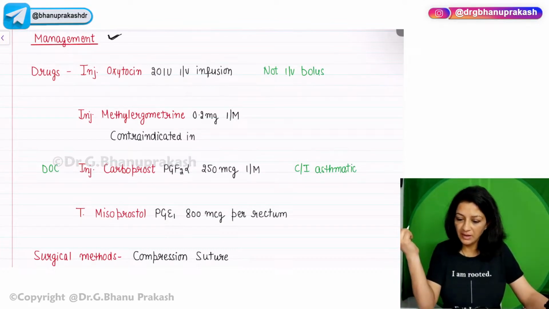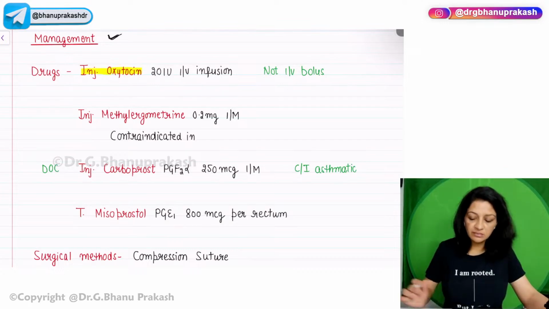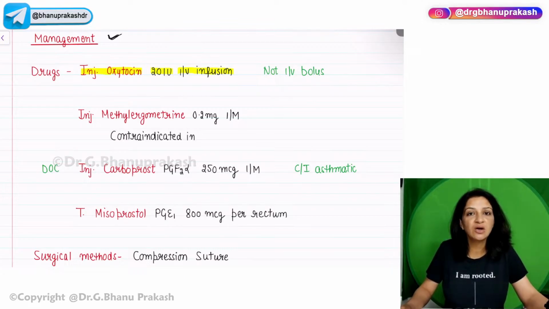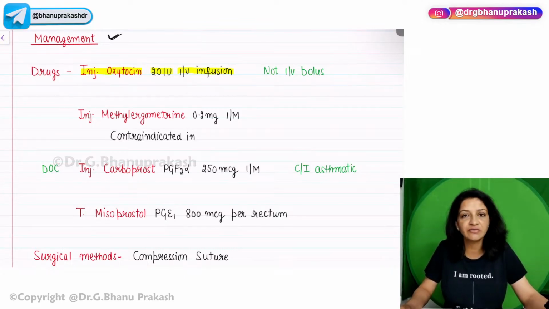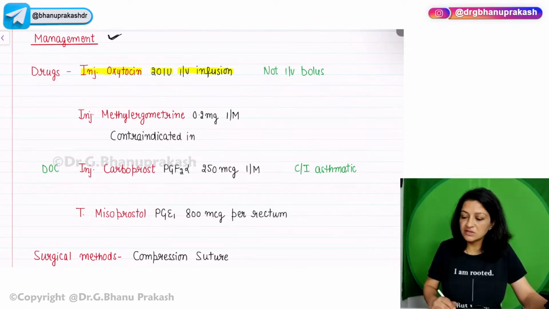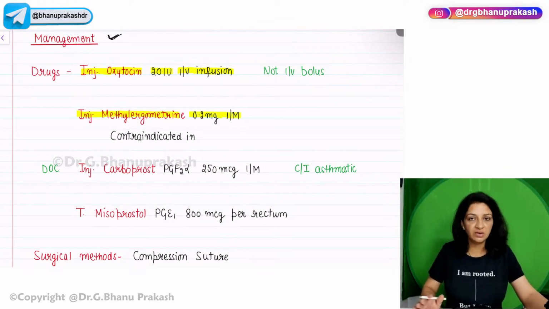Management of postpartum hemorrhage. First drug is injection oxytocin, drug of choice, 20 international units IV infusion, not IV bolus. If we give an IV bolus, the patient will either have cardiac arrest or hypotension. So the most commonly used drug after delivery of the baby for prevention of PPH is oxytocin. And the second, if oxytocin is not available, then methylergometrine 0.2 milligram intramuscular.